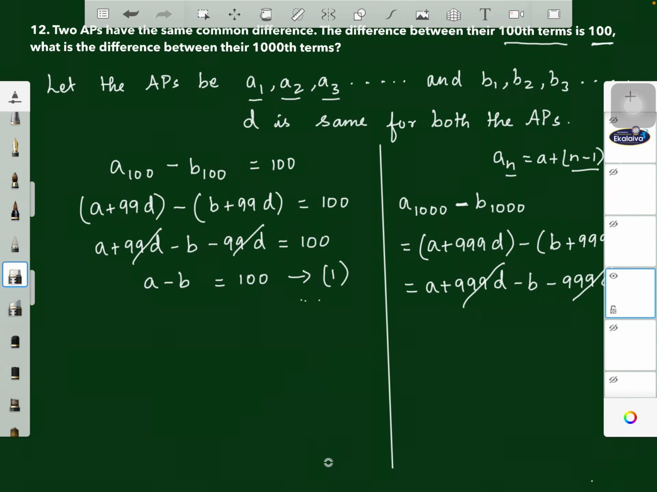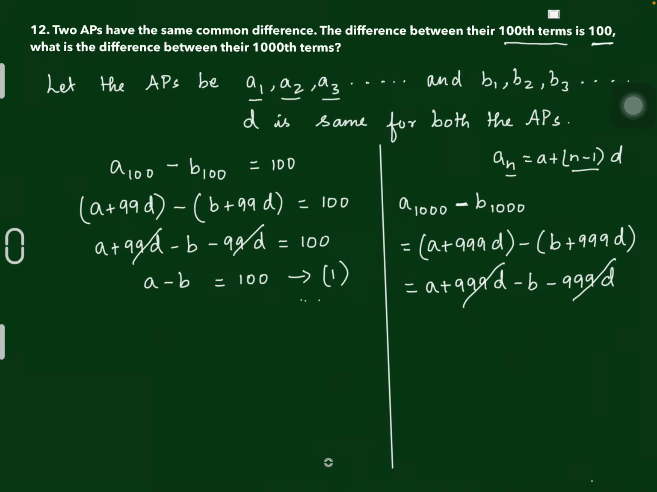So what is remaining here? A minus b. What is a minus b as per equation number 1? It is equal to 100 from equation number 1. So a minus b, that is A1000 minus B1000, is nothing but a minus b. That a minus b we found as 100. So I have substituted that value from equation number 1. So what is the difference between the 1000th terms? It is also 100.